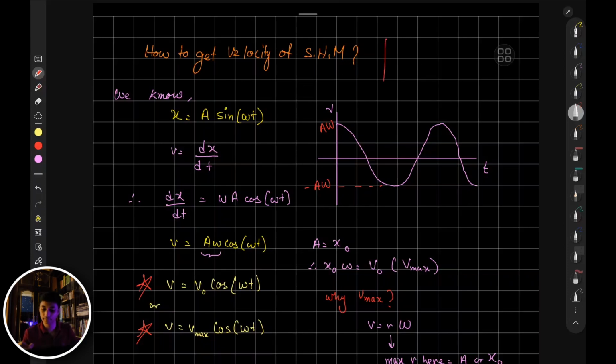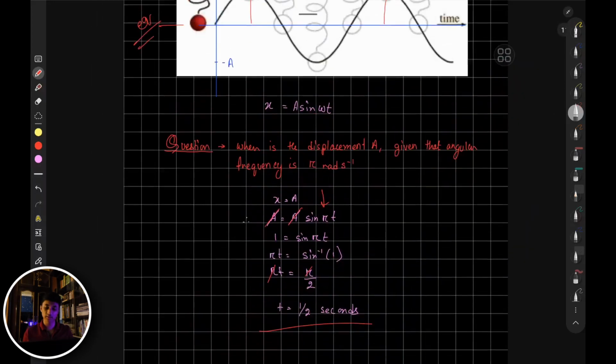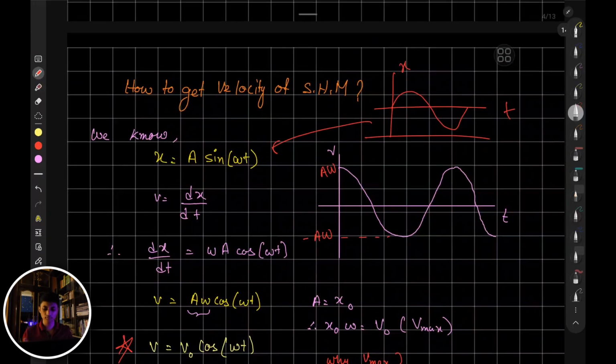like this. If you plot the displacement x against time, this is going to be the displacement curve. So the equation for this curve is a sine omega t, right? We know this from the previous derivation. Great. So if you know the equation for displacement, now you can take the derivative and differentiate to get the equation for velocity. Great. So let's try and do that.